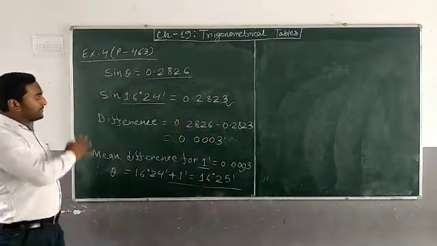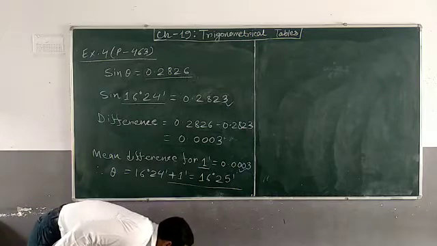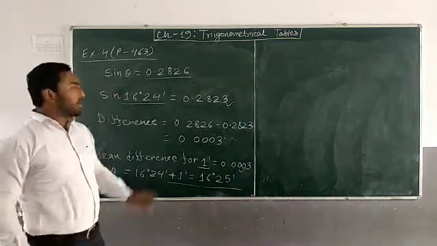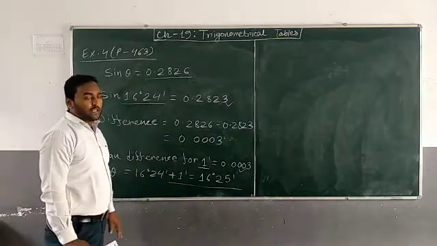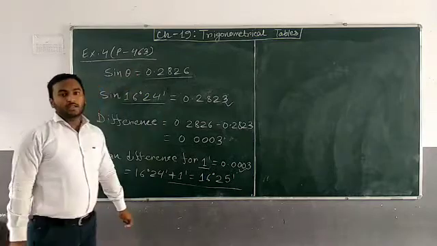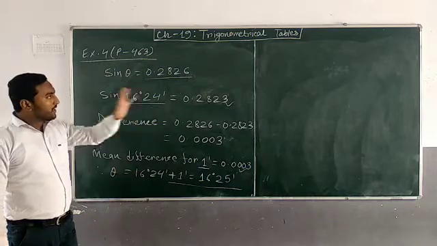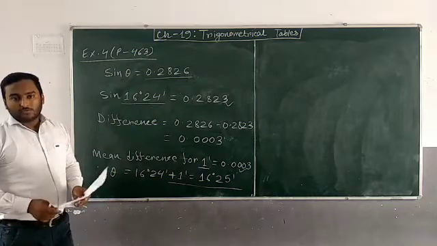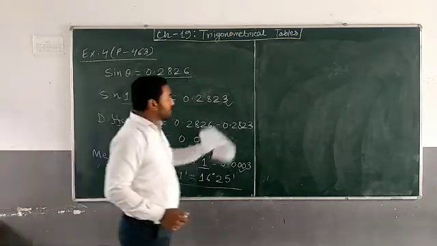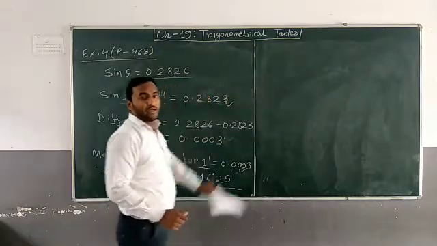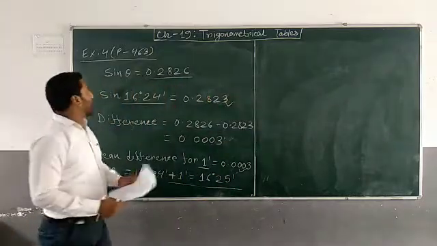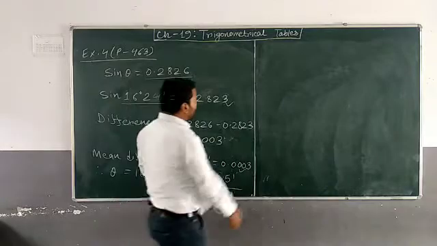Okay. So this is the method when the trigonometric ratio for sine theta is given and you have to find the angle theta. Now come to solving the problem for cos theta. When cos theta is given, you have to find the angle theta. For that I am taking the next example, example number 5.